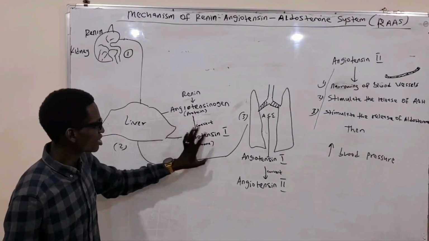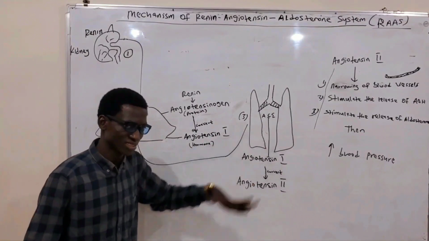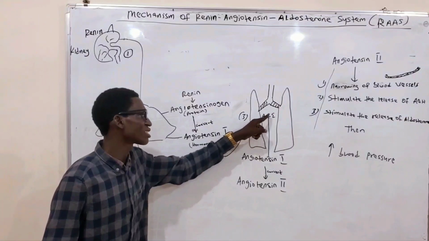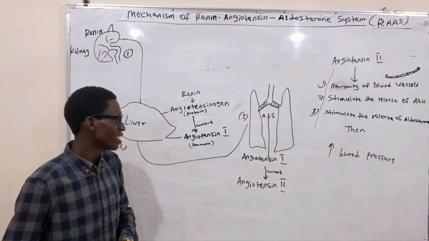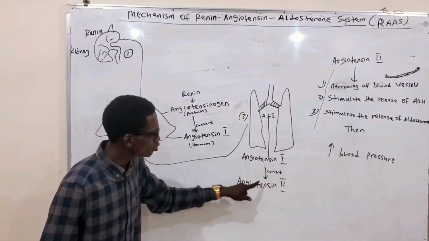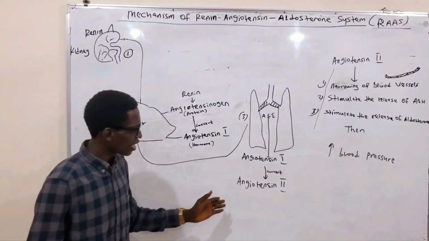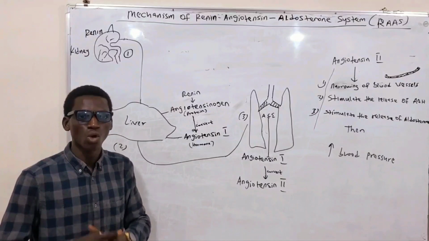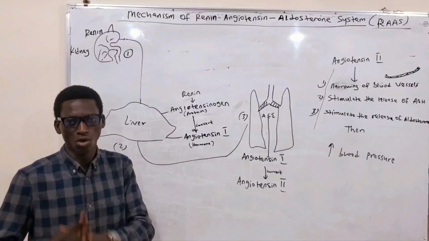After the conversion, the angiotensin 1 will now leave the liver and travel to the lungs. Inside the lungs, we have an enzyme called angiotensin converting enzyme, ACE. This enzyme is responsible for conversion of this angiotensin 1 to angiotensin 2. After the angiotensin 2 is made, it's called a potent vasoconstrictor. Potent means powerful. Powerful vasoconstrictor.